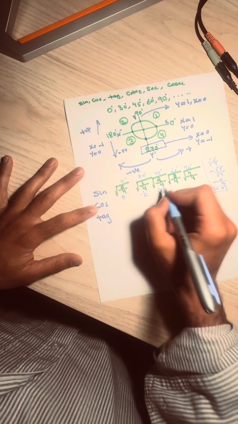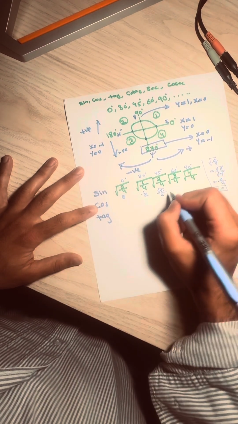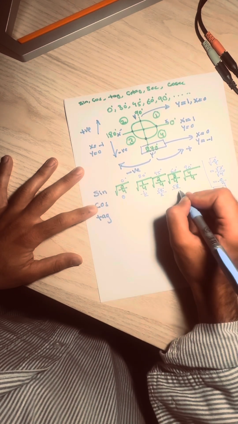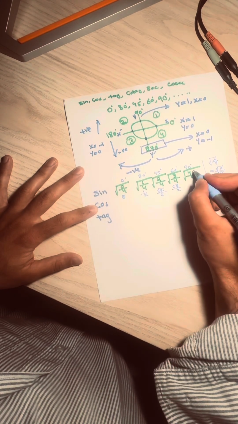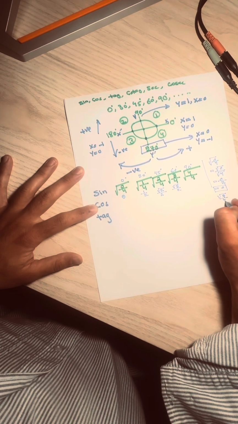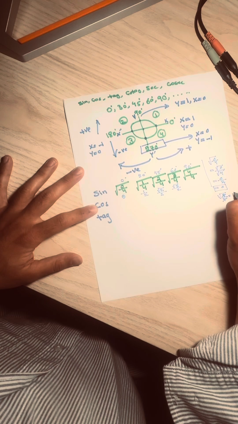And what's root of 4? It's 2. Now, what's root of 3? We will keep it as it is. What's root of 4? 2. Now, 4 by 4. 4 by 4. 1. Yeah? So what's root of 1?